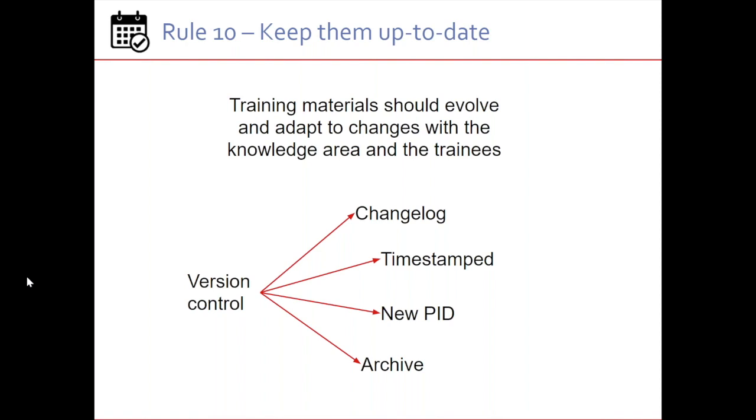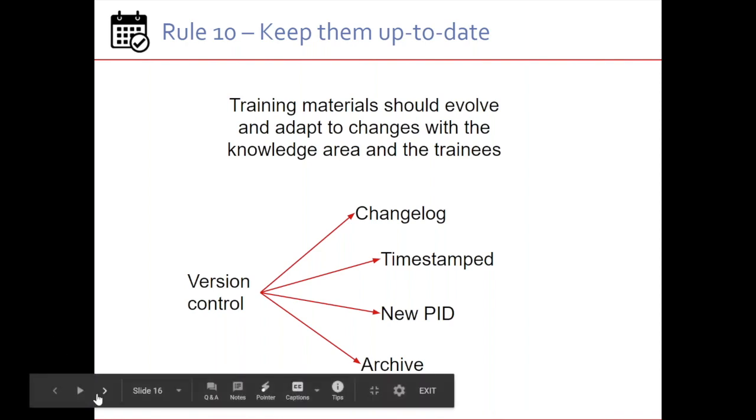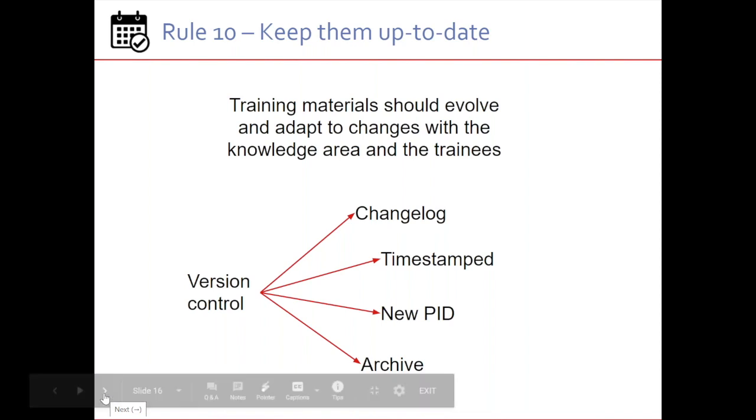If we create a new version, we also have to decide whether it's going to be a totally new version. So we need a new PID, a new identifier. And if it is something that is outdated, that you are not going to update anymore, then we put it in the archive and state clearly that it is going to be archived, for the reasons you decide. So keeping up to date, and also annotating how you have kept it up to date.